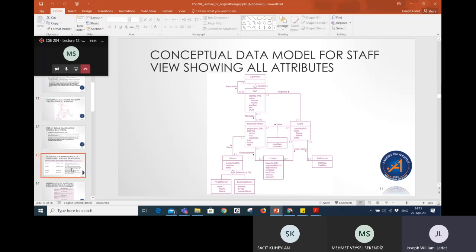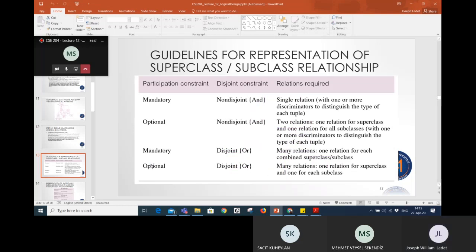Okay. So let's look at the final one. Optional disjoint. So that means it's optional participation. It doesn't have to be one of the subclasses. It can be just a normal parent class, or it must be one. If it is part of a subclass, it can only be part of one of them. It can't be part of more than one. Okay. So the way we're going to do this is going to have one relation for that superclass. So we're going to follow this optional idea up here. And we're going to have one relation for the superclass and then one for each subclass with a foreign key back to the primary key of the superclass. Okay.